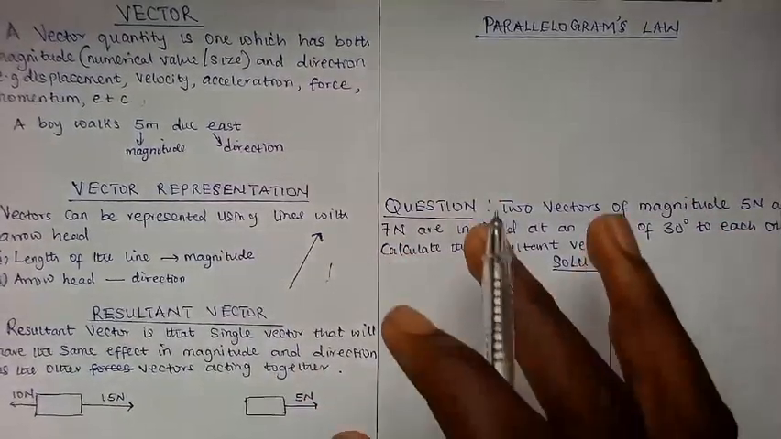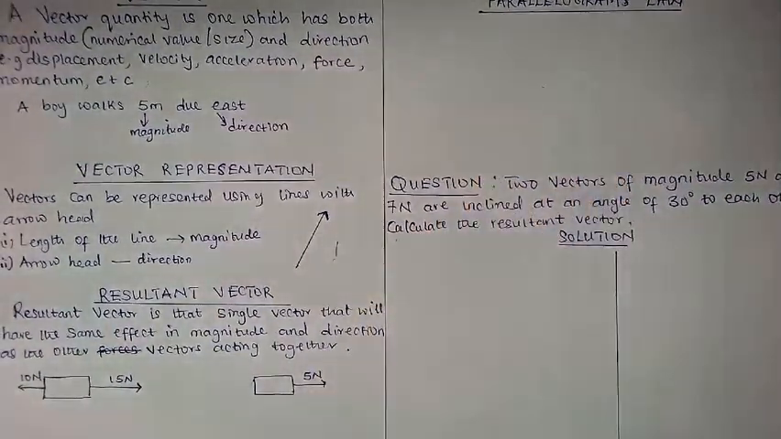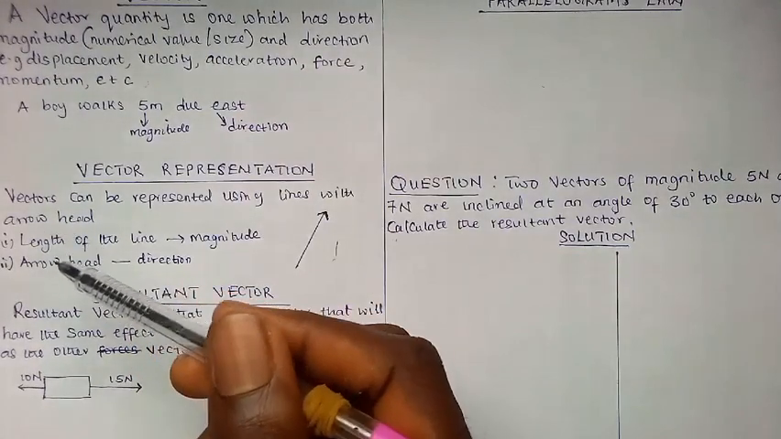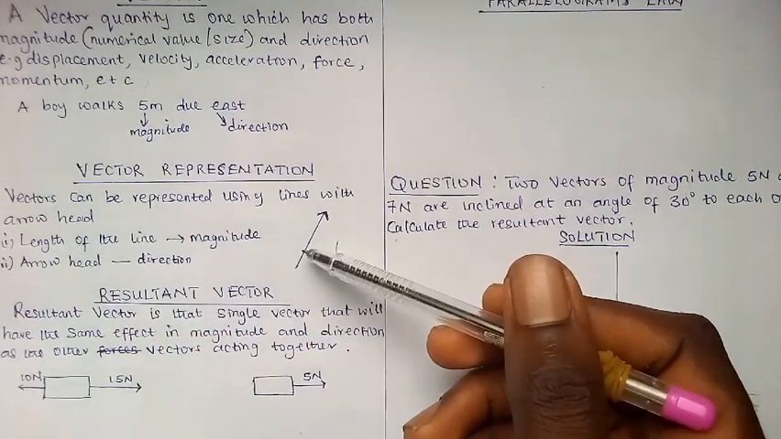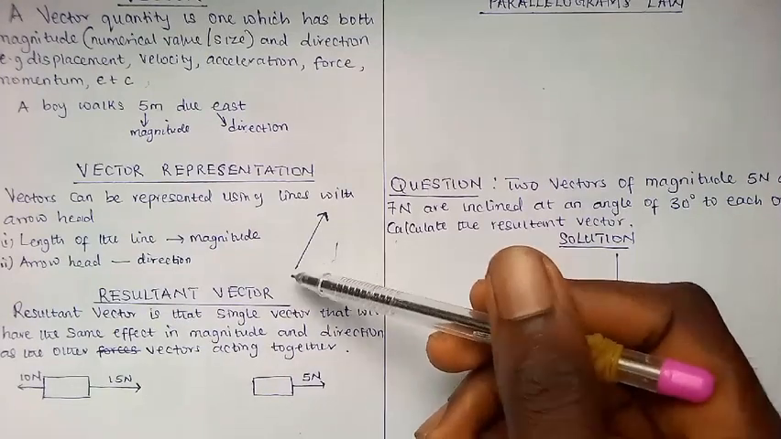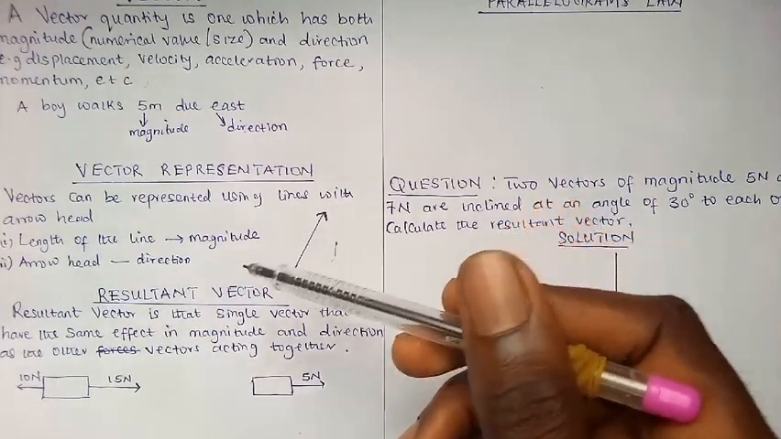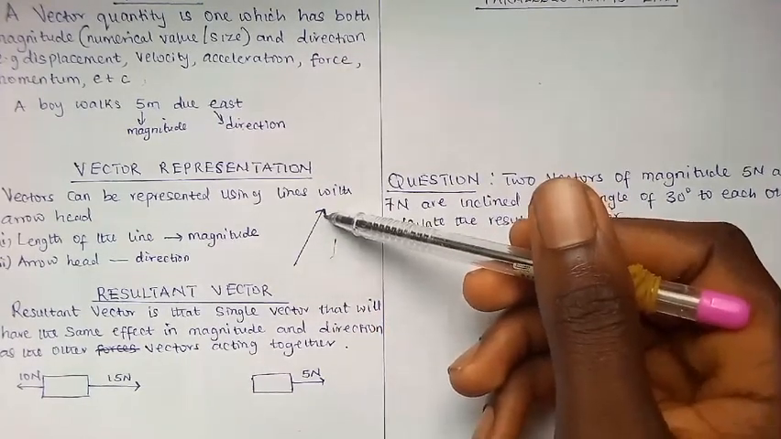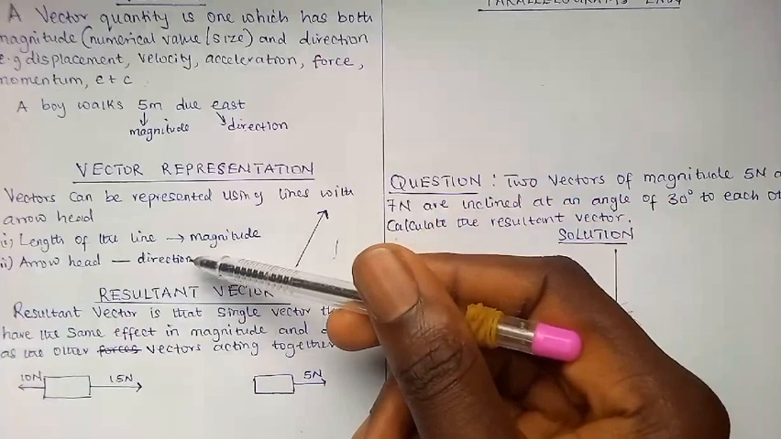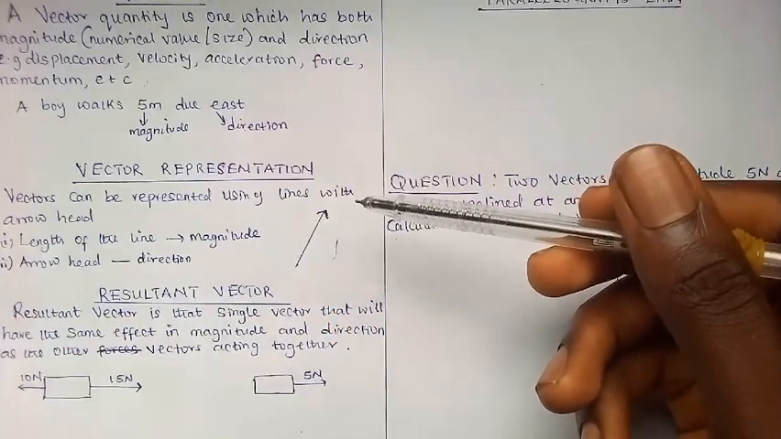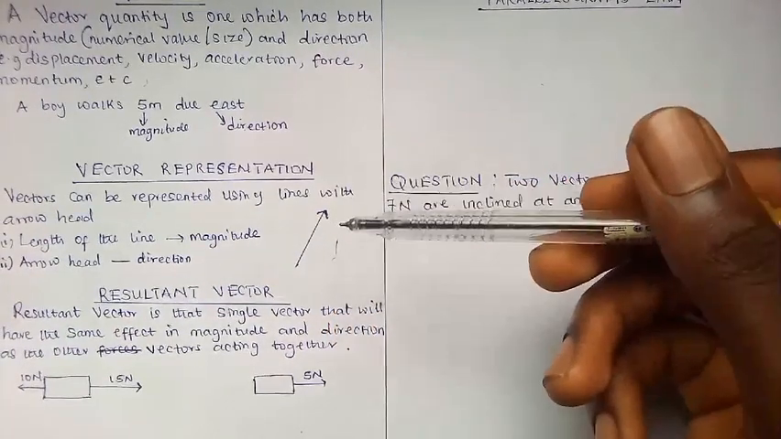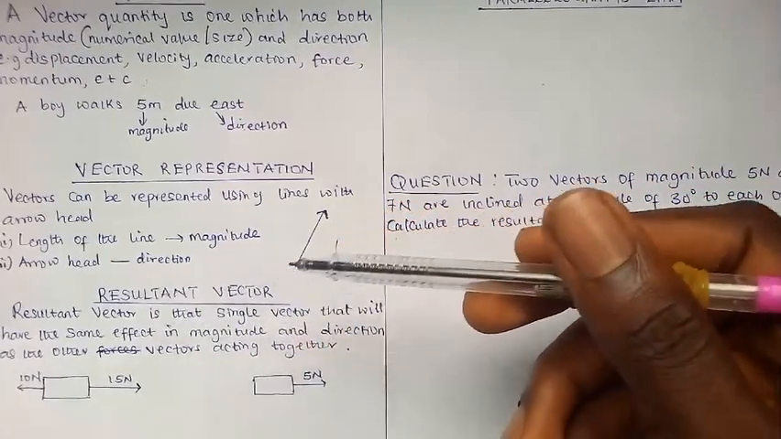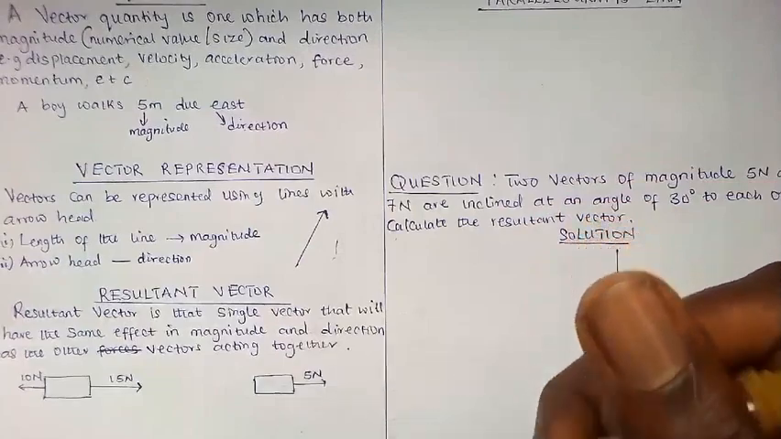Then going over to vector representation. Vectors can be represented using lines with arrowheads, like this illustrated here. The length of the line represents the magnitude of the vector, or the size of the vector, while the arrowhead points towards the direction of the vector.